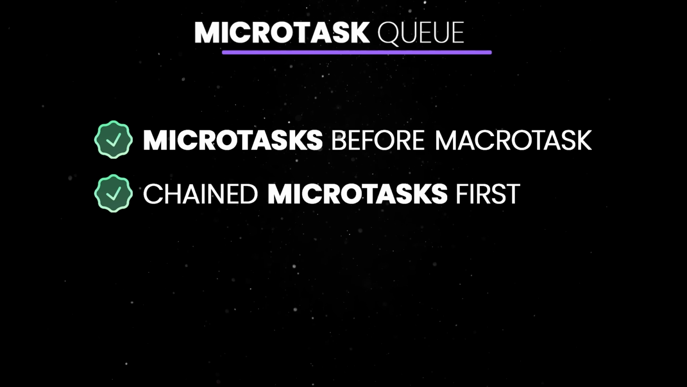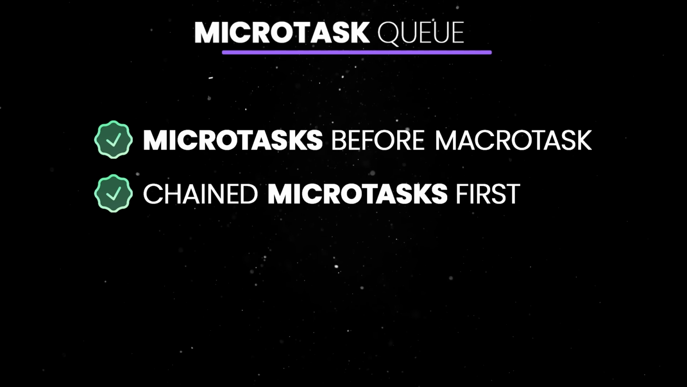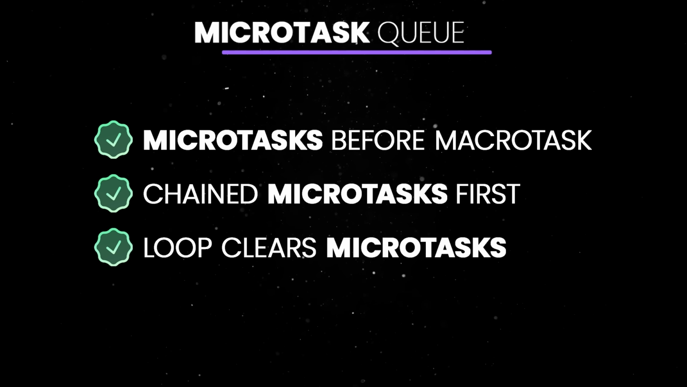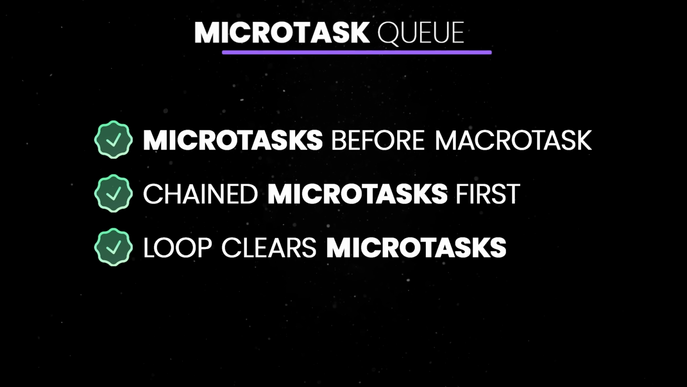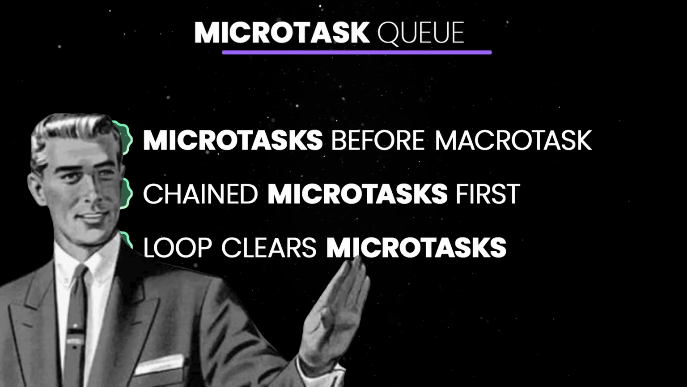If a microtask creates another microtask, it runs before the event loop moves on, and a single iteration of the event loop always processes all pending microtasks before moving to the next macrotask. If this sounds too complex, don't worry. The chances of you running into these details in your day-to-day job are pretty slim.